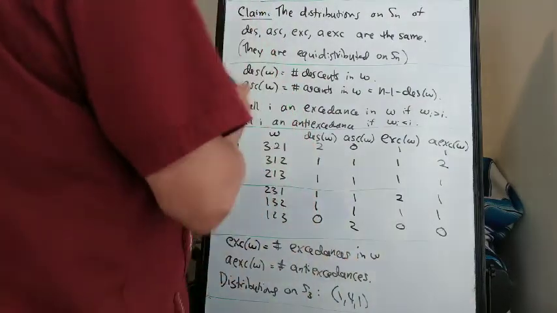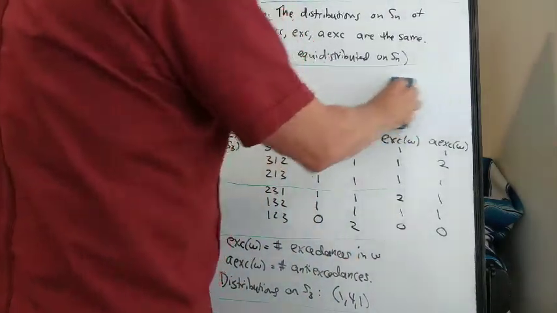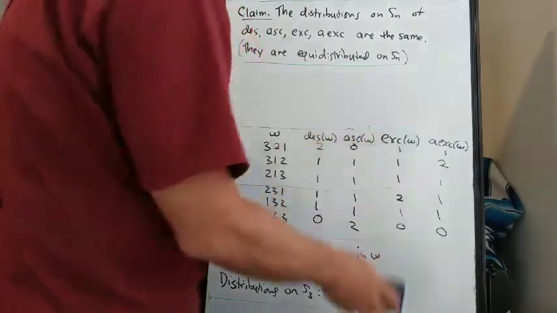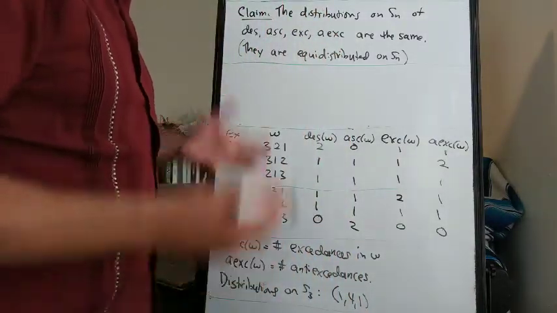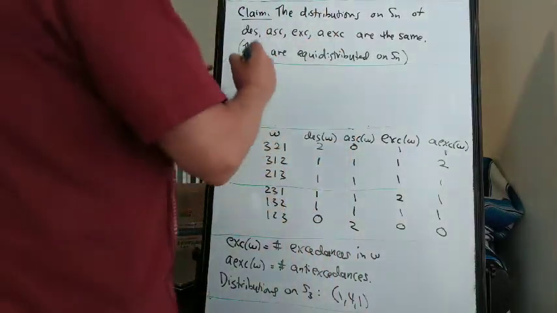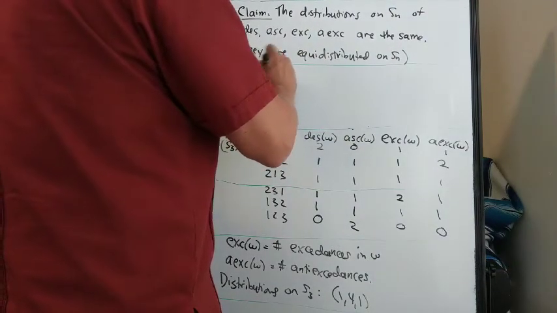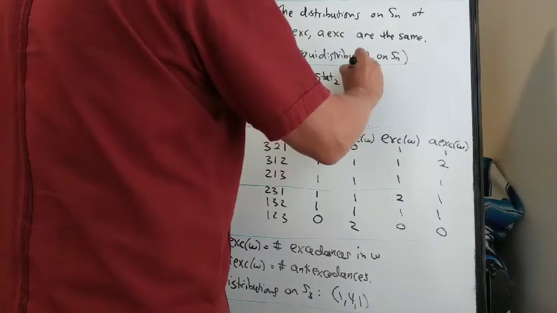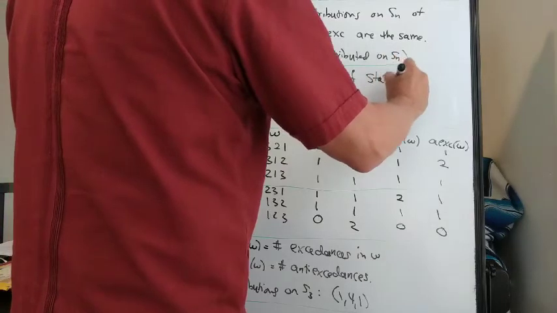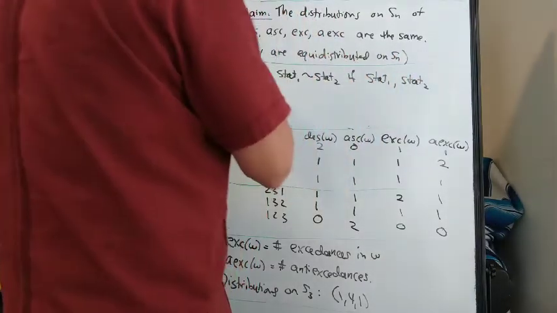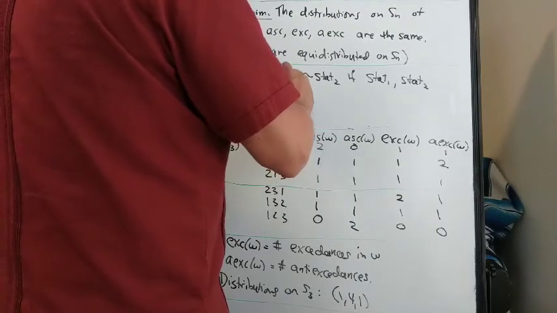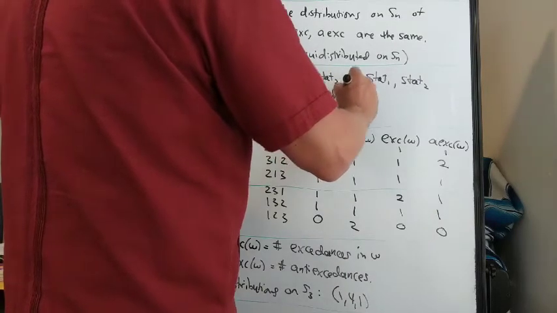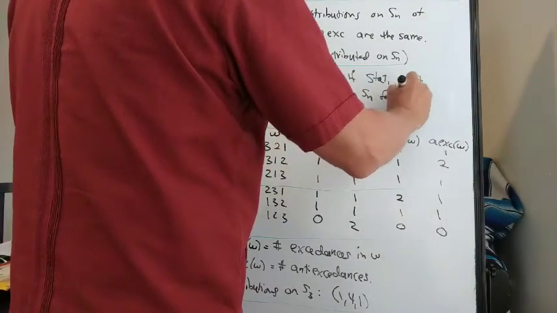And sometimes when 2 permutation statistics are equally distributed, we can define an equivalence relation on permutation statistics by saying 2 statistics are equivalent if they're equally distributed on Sn for all n. So we can write, let's say, stat1 twiddle stat2 if these 2 statistics are equally distributed on Sn for all n.